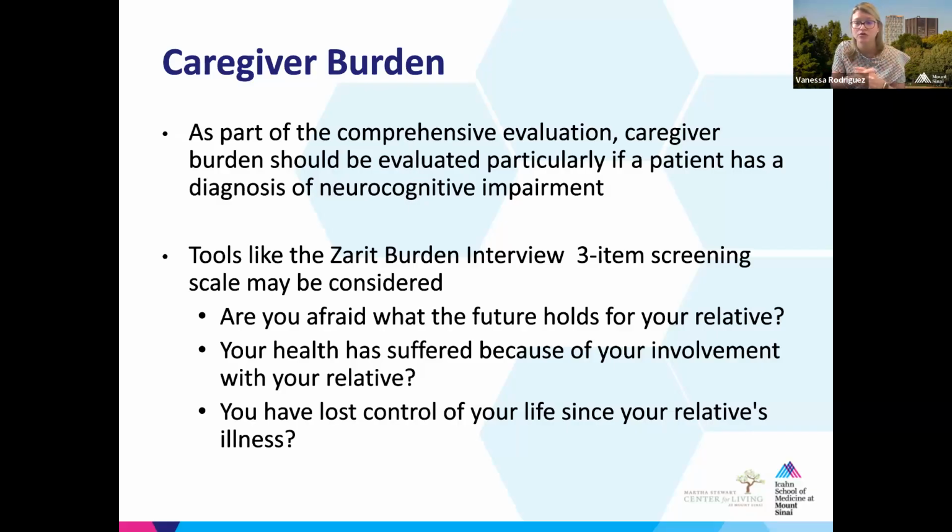of it, and it's become shorter over time. And there is a 3-item screening scale that can be considered. It has been used a lot in research, but it's becoming a little bit more useful with the 3-item screening scale in clinical practice. And just asking very simple questions. Are you afraid of what the future holds? For your relative, has your health suffered because of your involvement with your relative, or have you lost control of your life since your relative's illness? Yes or no. And then it's important to assess those to further intervene.